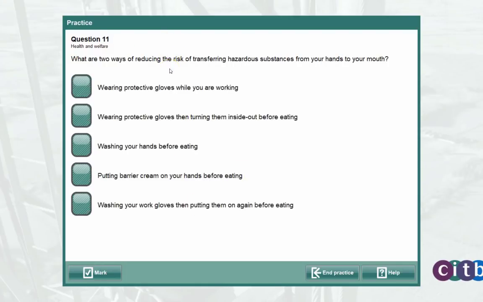What are 2 ways of reducing the risk of transferring hazardous substances from your hands to your mouth? Wearing protective gloves while you are working. Wearing protective gloves, then turning them inside out before eating. Washing your hands before eating. Putting barrier cream on your hands before eating. Washing your work gloves, then putting them on again before eating.